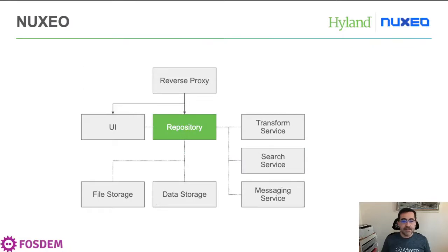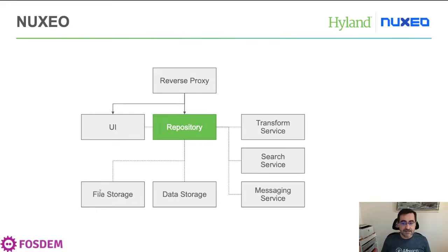When looking at the Nuxeo platform, we found more or less the same services we described for Alfresco. The repository, including the core service of the platform, is connected to additional services like the transform service to provide document format transformations, the search service supporting the indexing and searching processes, and the messaging service that handles asynchronous messages in the platform. In the same way, the content is stored in a file storage.